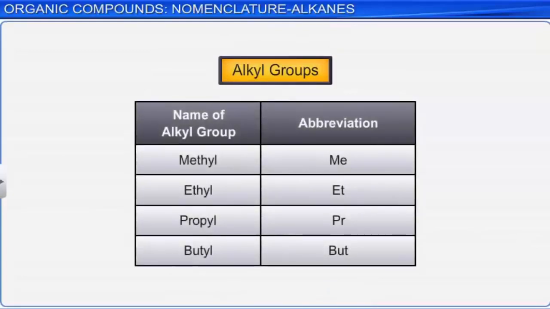At times, abbreviations are used for certain alkyl groups. For example, methyl is abbreviated as Me, ethyl is abbreviated as Et, propyl is abbreviated as Pr, and butyl is abbreviated as Bu.